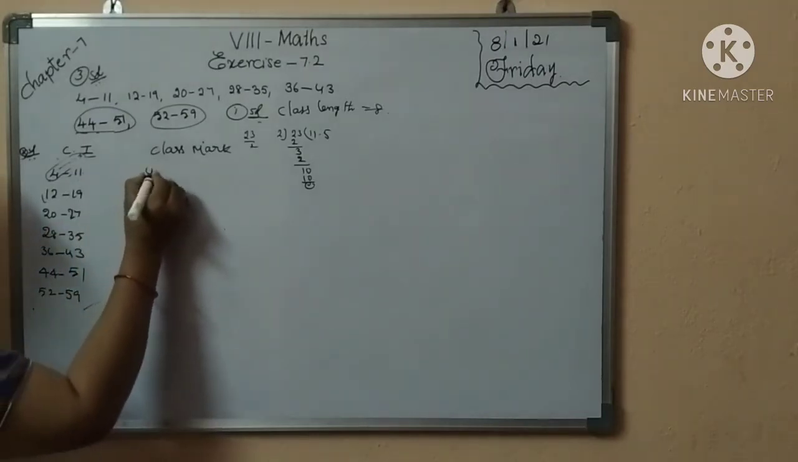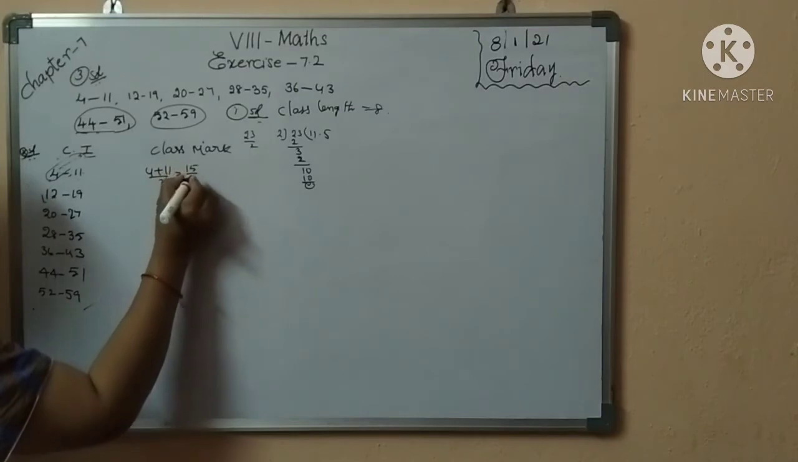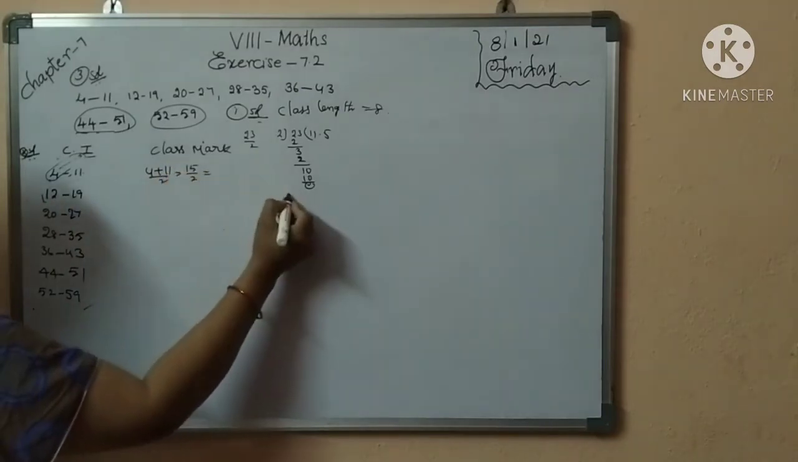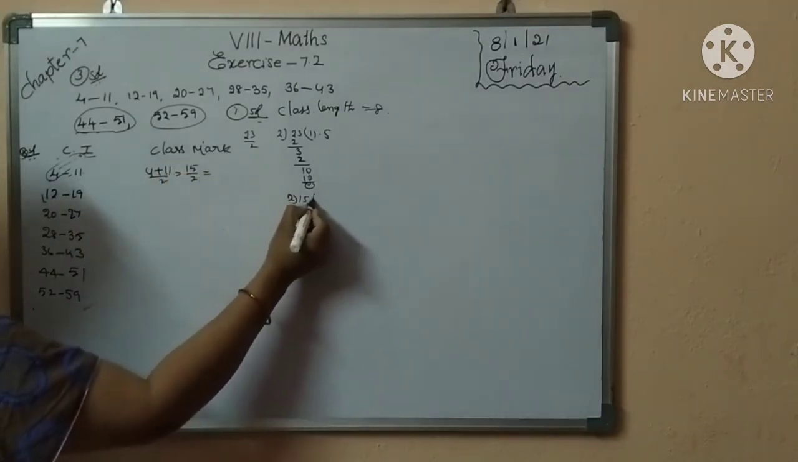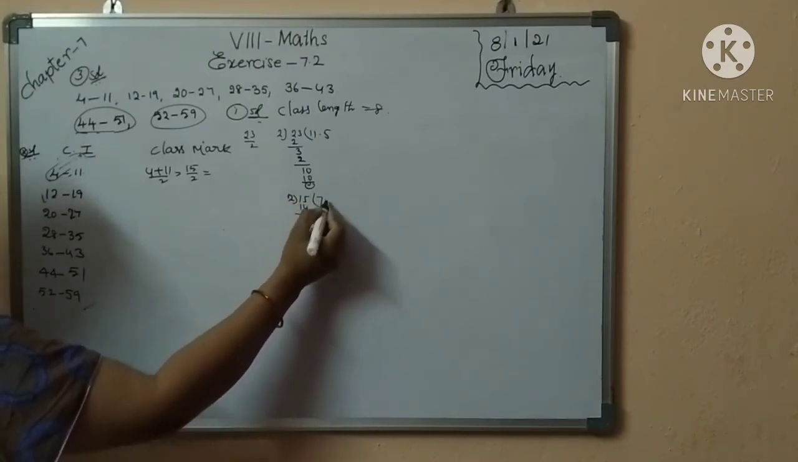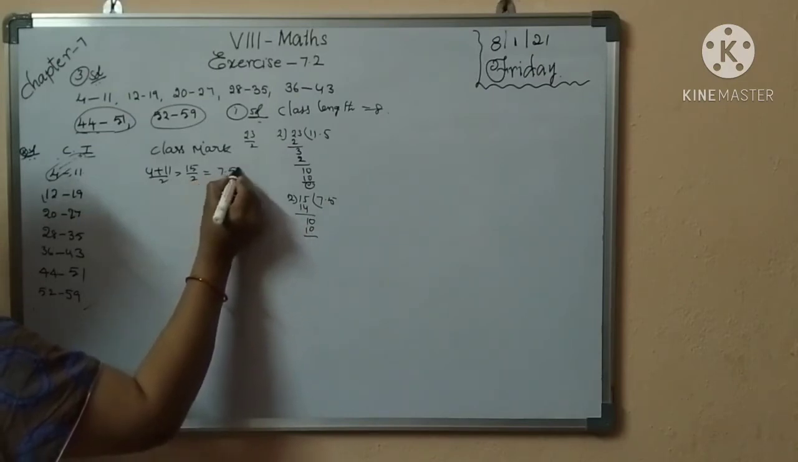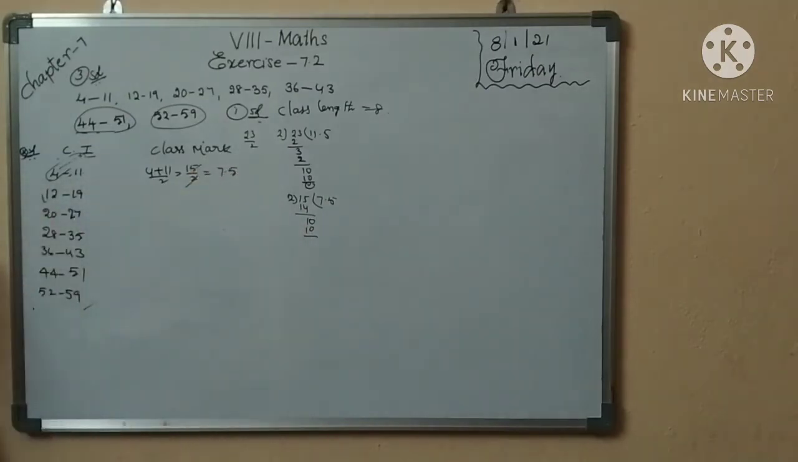It means 4 plus 11 by 2. 4 plus 11 is 15 by 2. So here write 2, 15, 7 twos are 14, 1, point, take the 0, 5 twos are 10. So the class mark is 7.5.